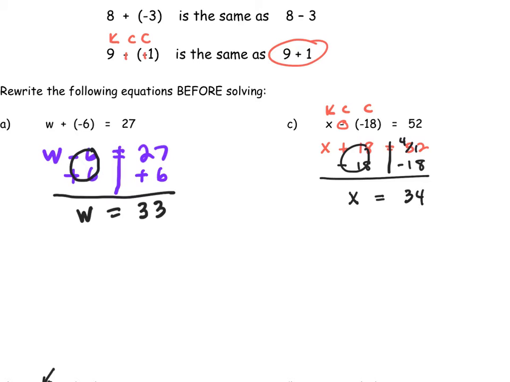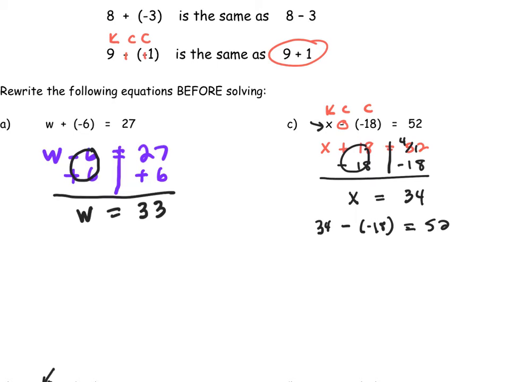34, thank you. So now, if I wanted to do a check, I could go back to the original equation. I could put 34 where the x is. I'm replacing x with 34. The original equation said minus a negative 18 equals 52. Now, you can put this exactly how you see it in the calculator, and you should get back 52 if you entered 34 minus negative 18.